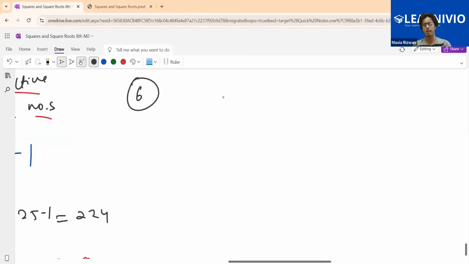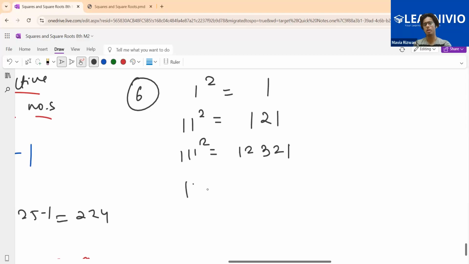Say 1 square is 1. Now 11 square is 121. 111 square is 12321. 1111 square is equal to 1234321. You must be seeing a pattern. 1 has a single one, so 1 square is 1. 11 has two digits. So how do we find its square?